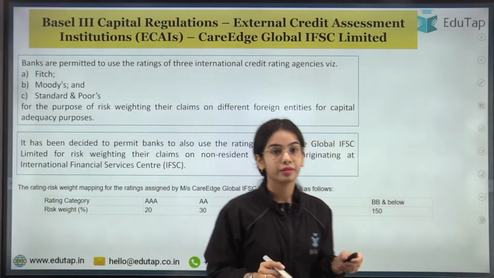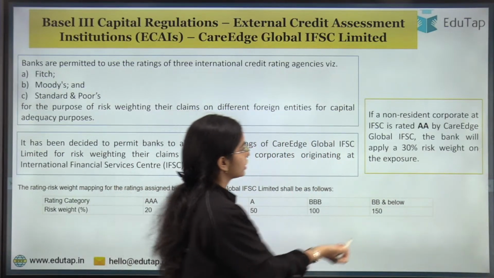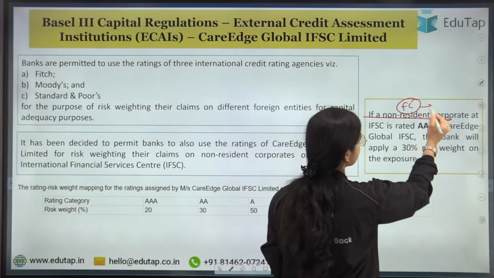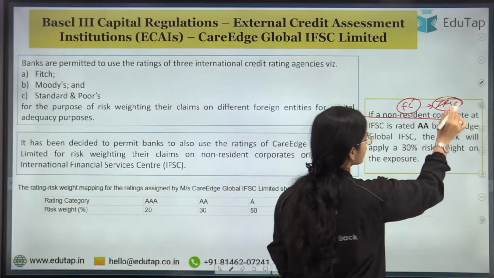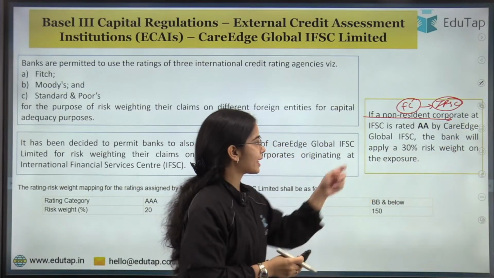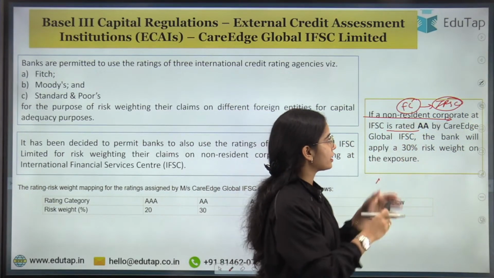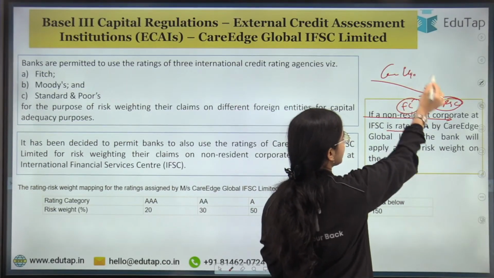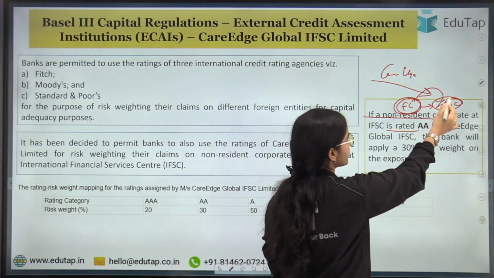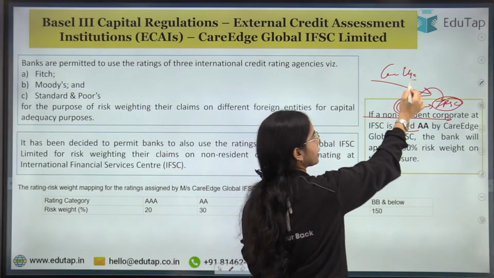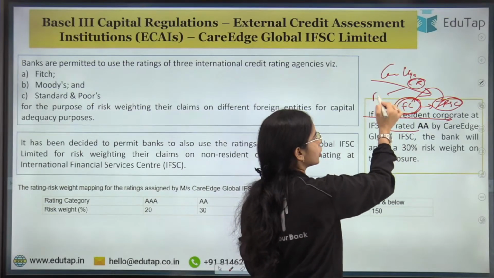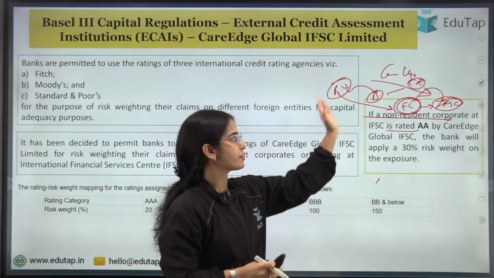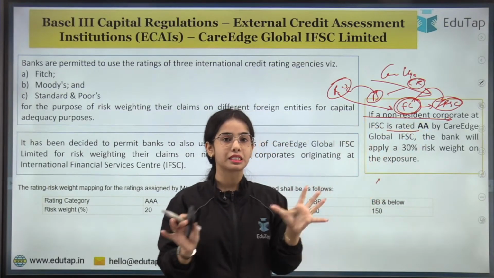So here you can see, if a non-resident corporate, that is a non-resident company, a foreign company that is established in IFSC, that is working through the IFSC, is given a rating by CareEdge, so CareEdge has given the rating to this foreign company that is established in the IFSC, now this credit rating can be used by the bank to have the risk weight of the loan that is given to this foreign company. So this is the basic idea.